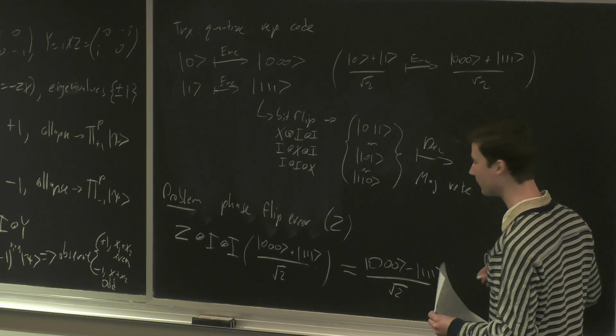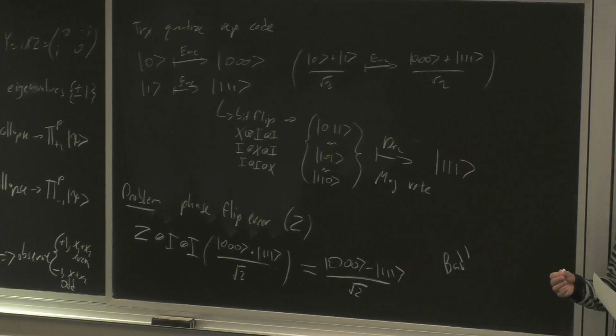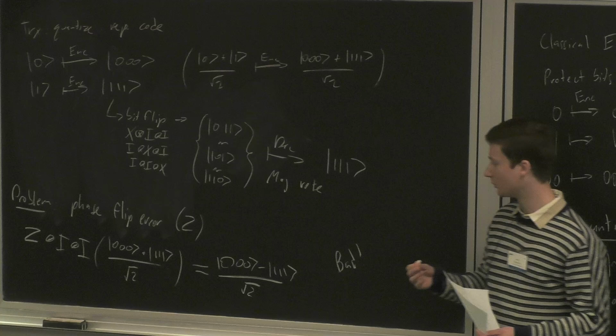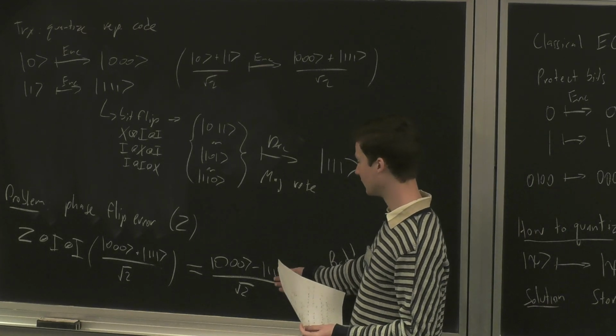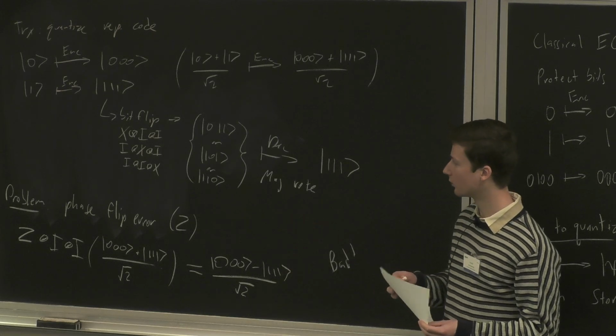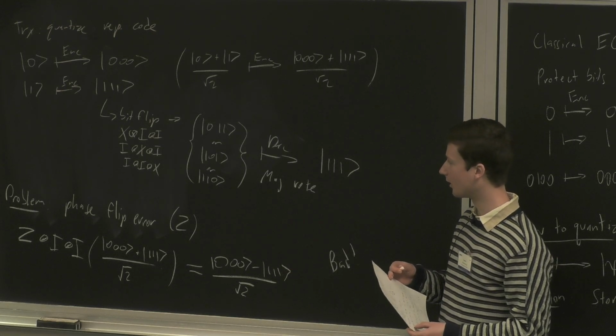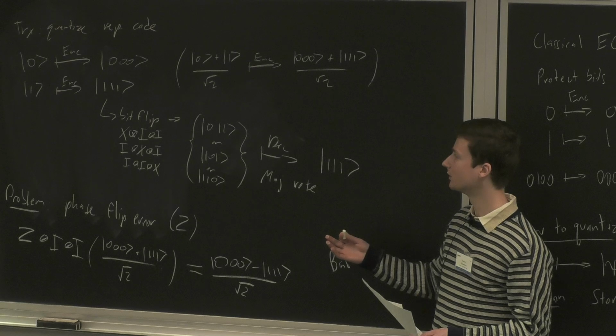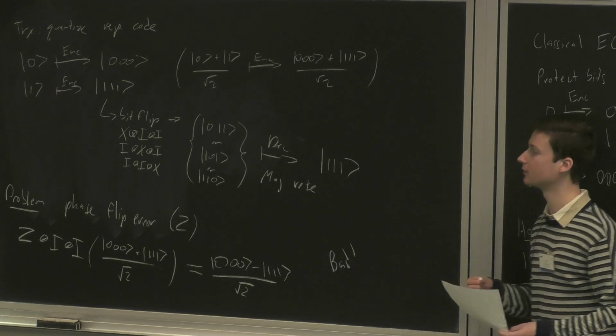So this is very bad. We've basically corrupted our underlying logical data. If we now try to decode this state, this 000 minus 111, we'll get back something that's different than what we started with. So our classical repetition code has no ability to correct against phase flip errors.